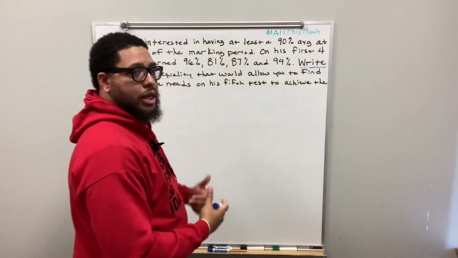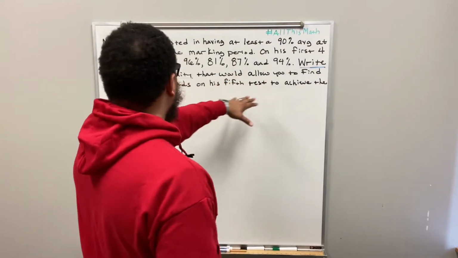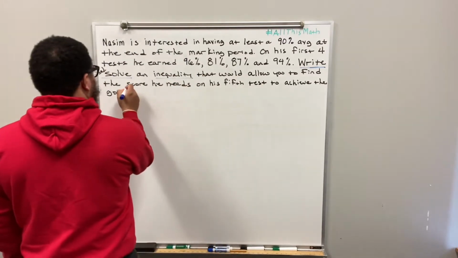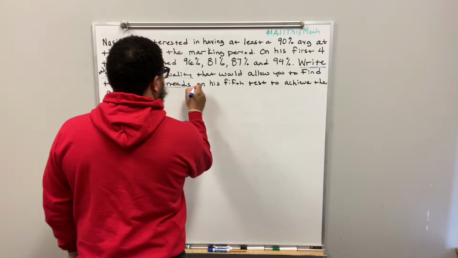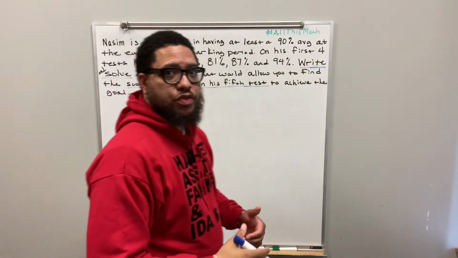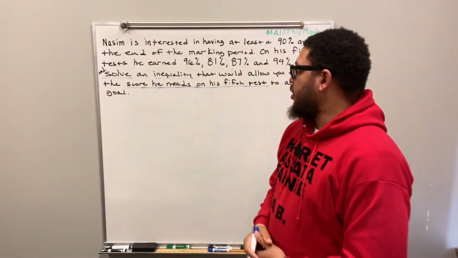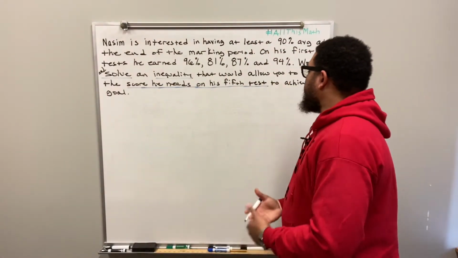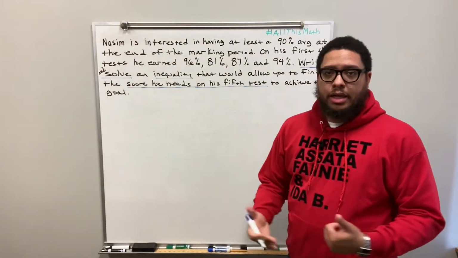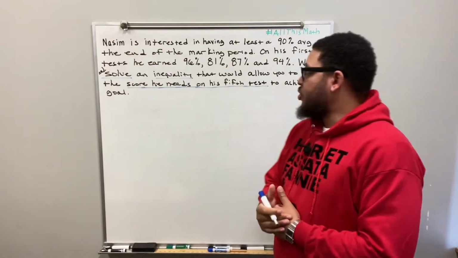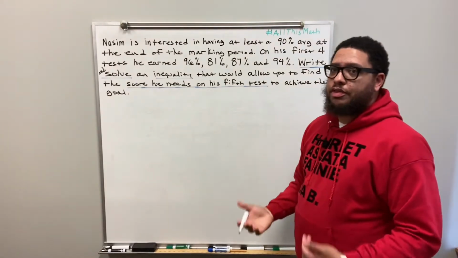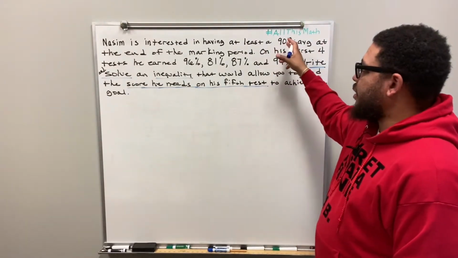But what is that inequality going to do? Allow us to find out the score he needs on his 5th test. So I need to know the score he needs on his 5th test, right? Because if you're a student, you're like, okay, well, I'm trying to get a 90 in the class because I want to get an A in the class. I need a 90 to get an A. So then that's going to dictate how hard I really need to study for this 5th test if I want to get an A in the class, right?